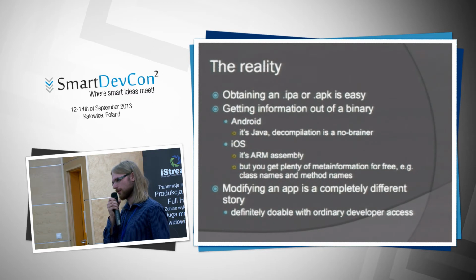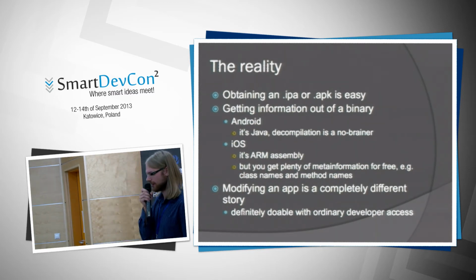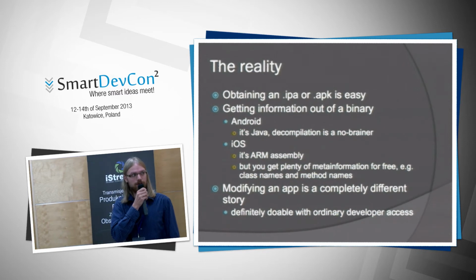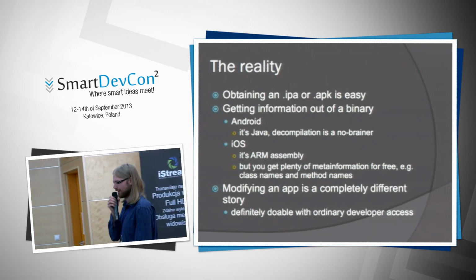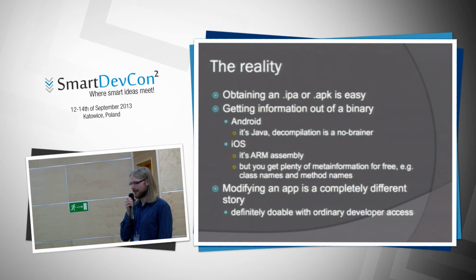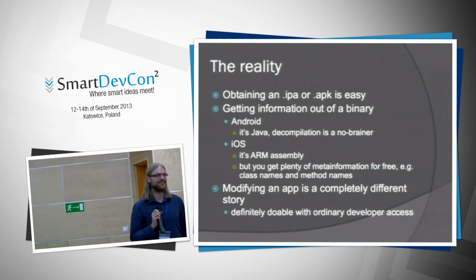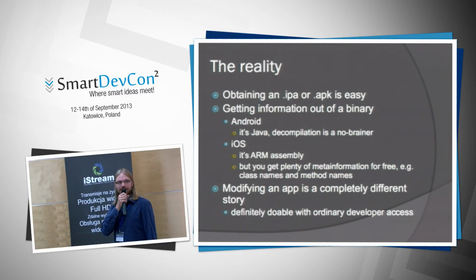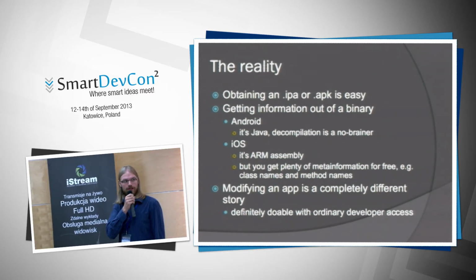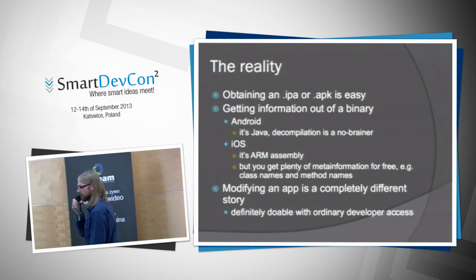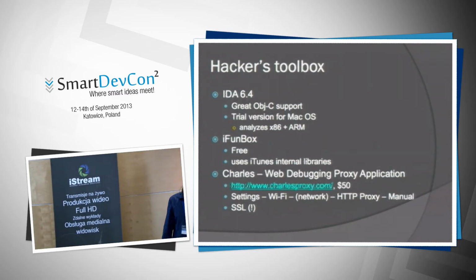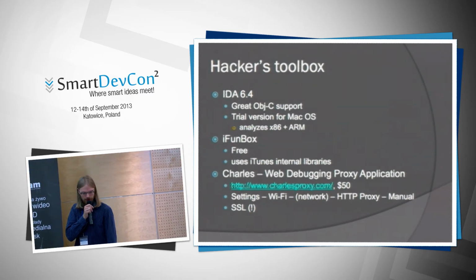I'm going to show a quick demo where you will see the results of disassembling Objective-C, and I'm going to make a few notes about what it would look like if this was C code, because Objective-C is actually C code with a thin layer of objectiveness. Modifying an application is a different story. I'm not going to talk about this today, but it's definitely doable. If you have developer access, it means you can run any app on your phone. So if you can modify the app, you can run it on your phone. I'm going to do a quick demo after this slide.